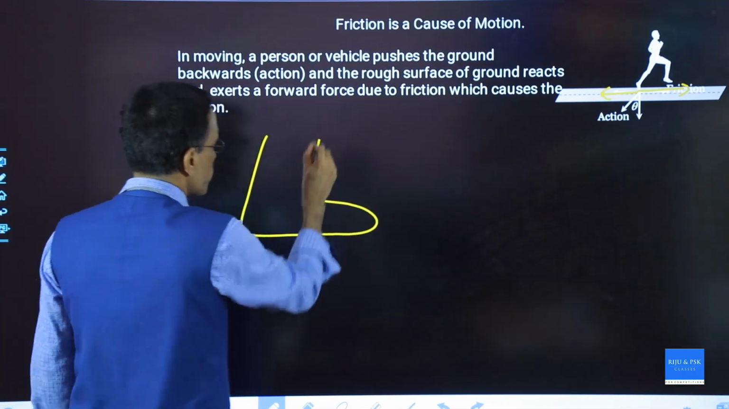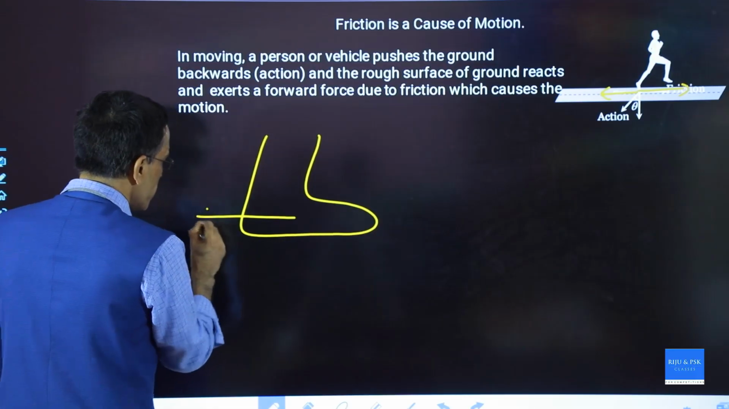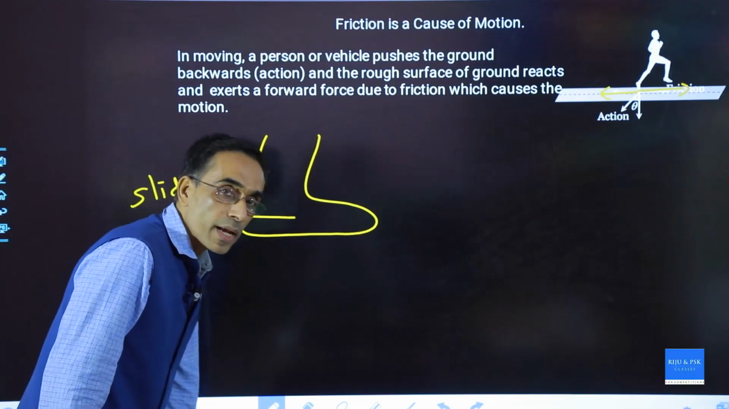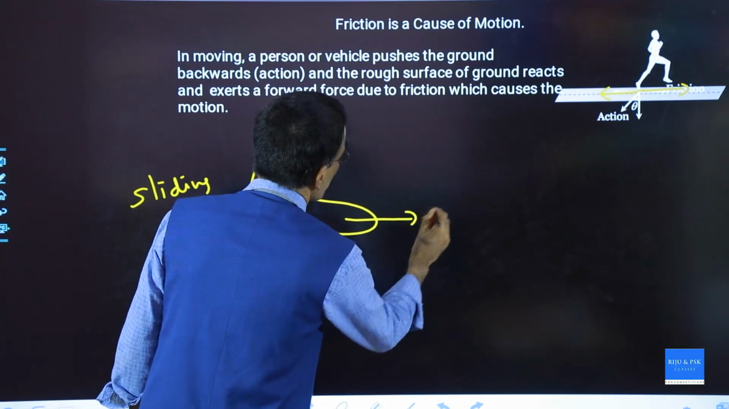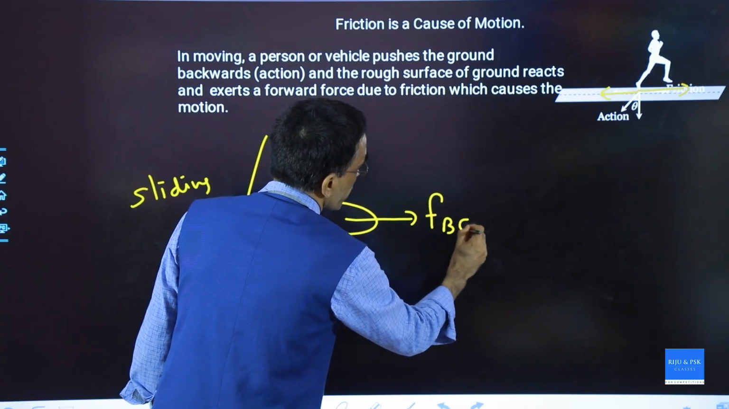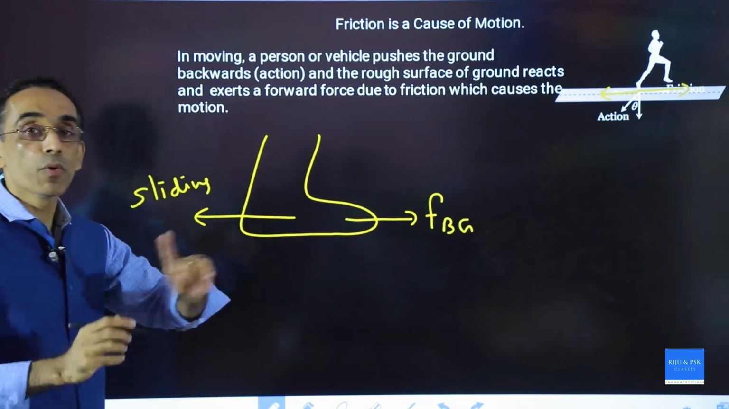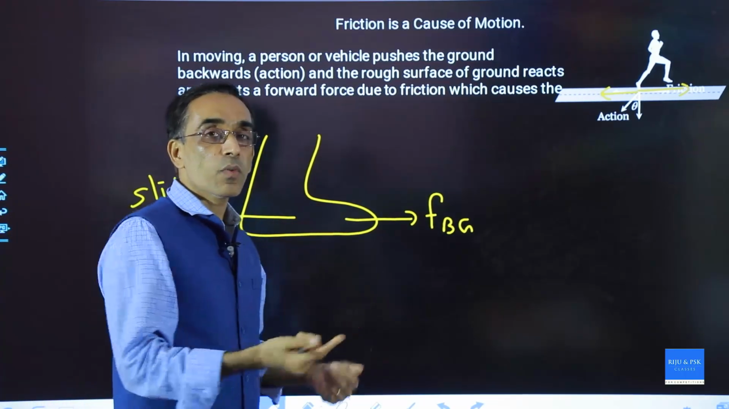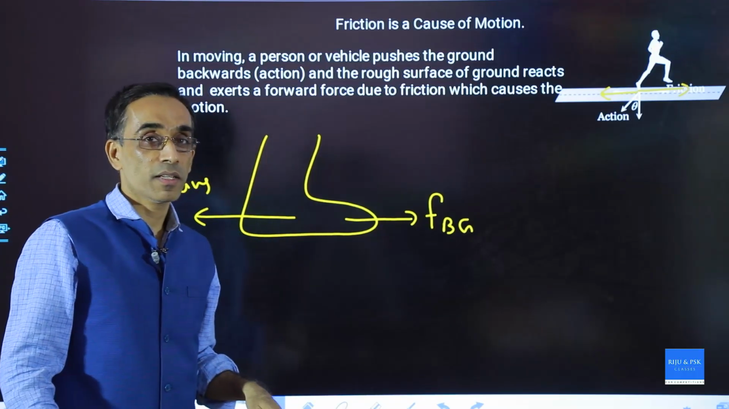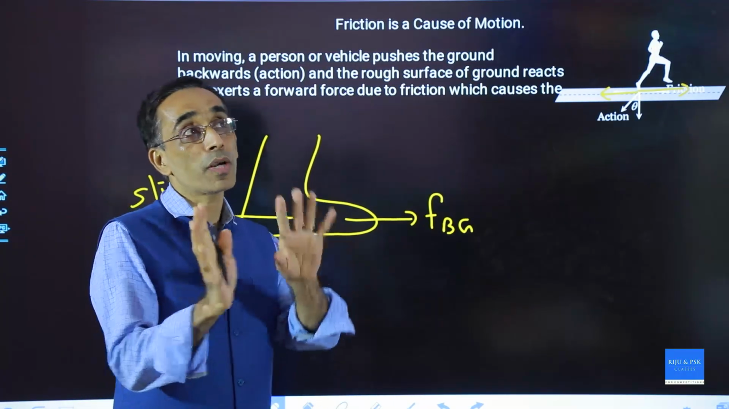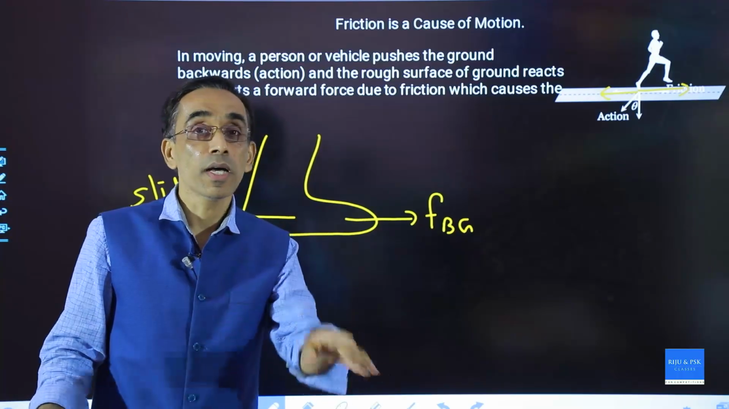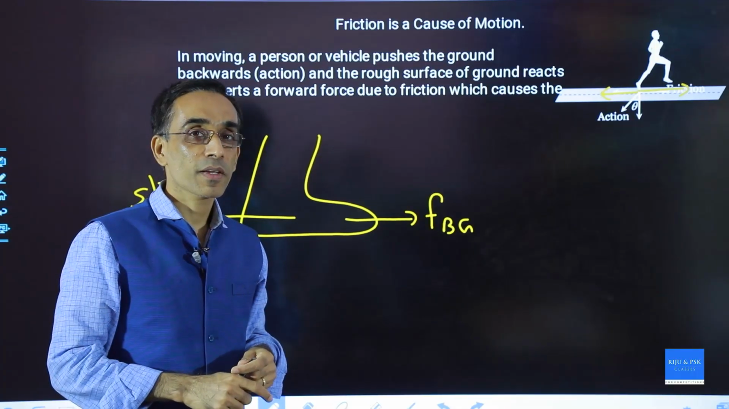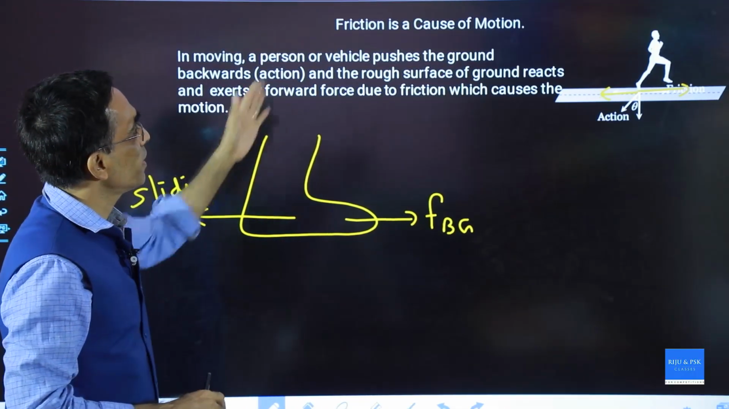If you look at your feet, you are sliding it backward. So your foot is sliding backward. So friction on your body from the ground will act in the forward direction. This is moving your body. This is a popular question. When a person is walking forward, what is the direction of friction on his body? People wrongly say the body is moving to that side, so the friction must be backward. That's wrong. When you walk forward, friction is forward because friction is moving your body. Friction is a cause of motion.